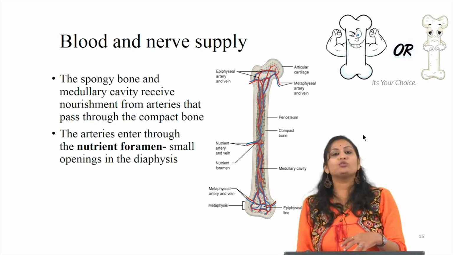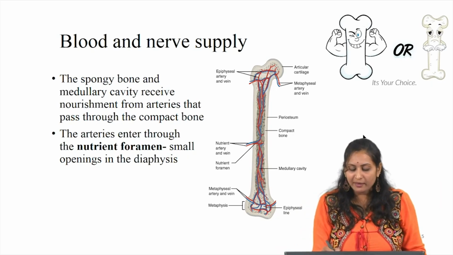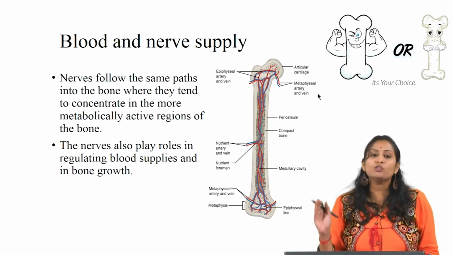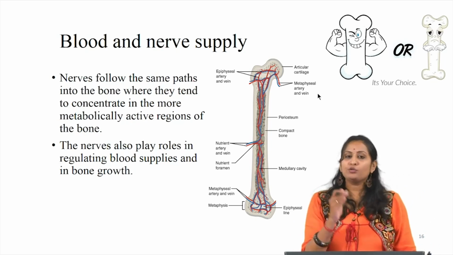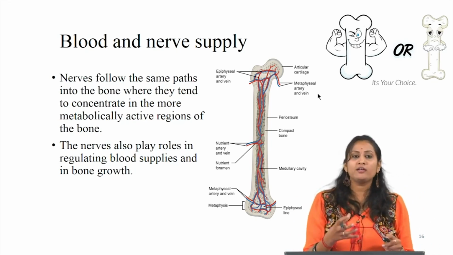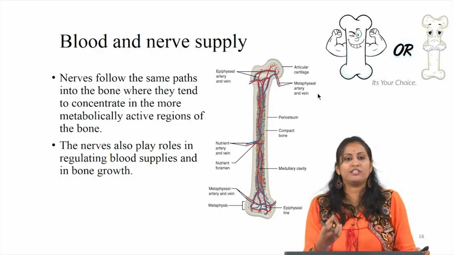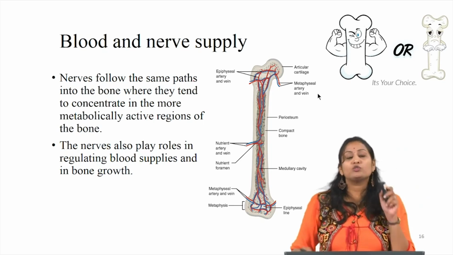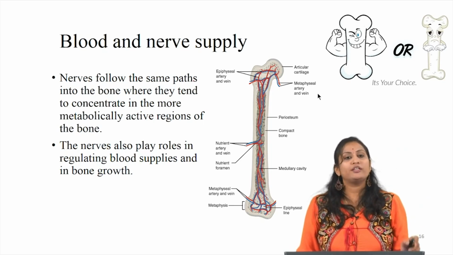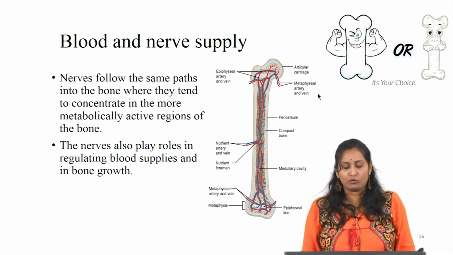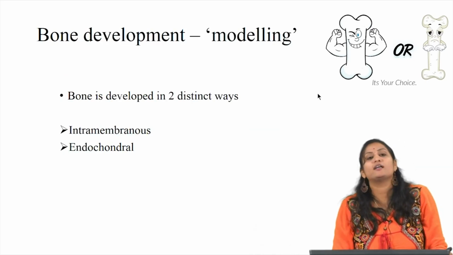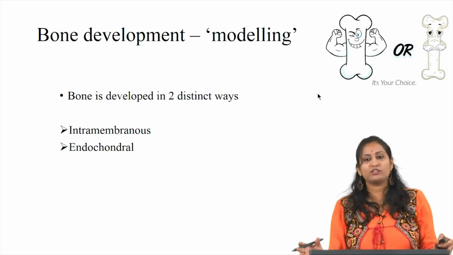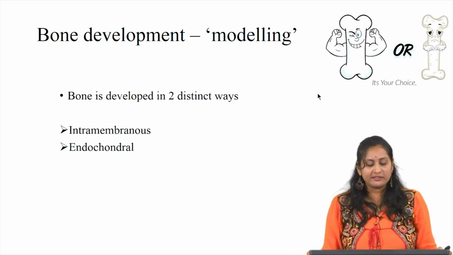Once blood passes through the marrow cavities, it is collected by the veins and passed out from the bone. Similarly, nerves also follow the same paths into the bone, where they tend to concentrate in the more metabolically active regions of the bone. Nerves also sense pain, and they play a very important role in regulating blood supply and bone growth. So, with this, the detailed explanation about bone anatomy is done.